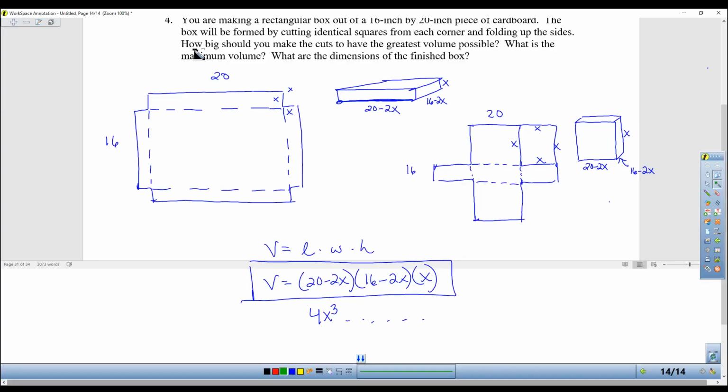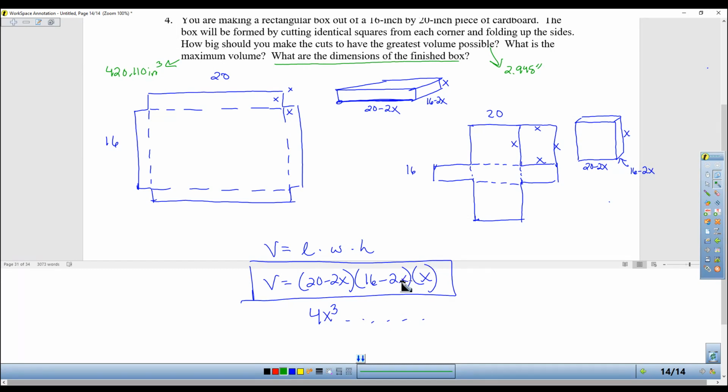So from my calculator, how big should I make the cuts to have the greatest volume? I should make the cuts 2.945 inches. And what is that maximum volume? That maximum volume will be 420.110 cubic inches. You don't really need the 0, but just to show you that I did go 3 places out. But the last question is, what are the dimensions of the finished box?